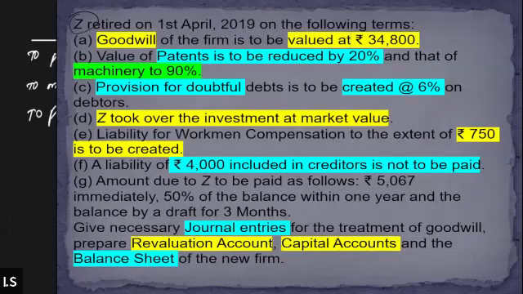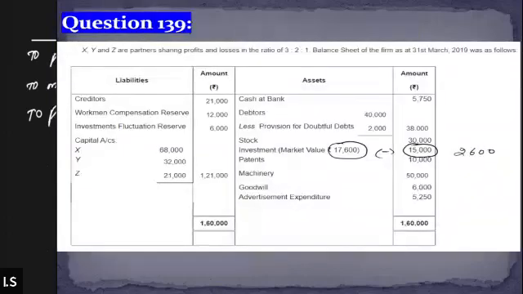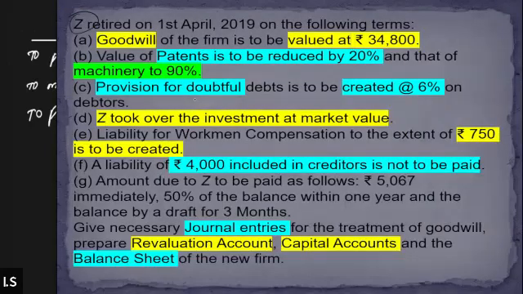All right, and moving on to the next adjustment. Okay, we already dealt with D. Moving on to E, liability for workman compensation to the extent of 750 is to be created. So the actual liability for workman compensation arises for rupees 750. Now pay attention to the balance sheet and try to understand. The reserve that we have made for workman compensation was how much? We have made a reserve for rupees 12,000. So we had anticipated that we may be required to pay compensation up to 12,000 to the workmen, but the actual liability toward the workmen by way of workman compensation is actually only 750.